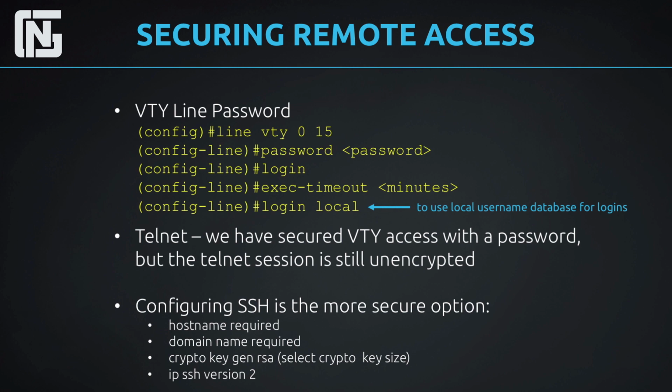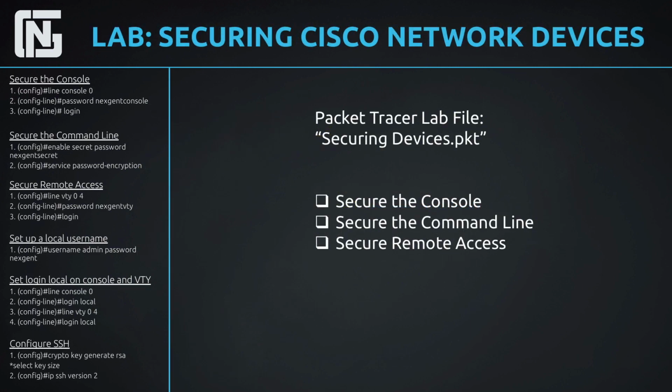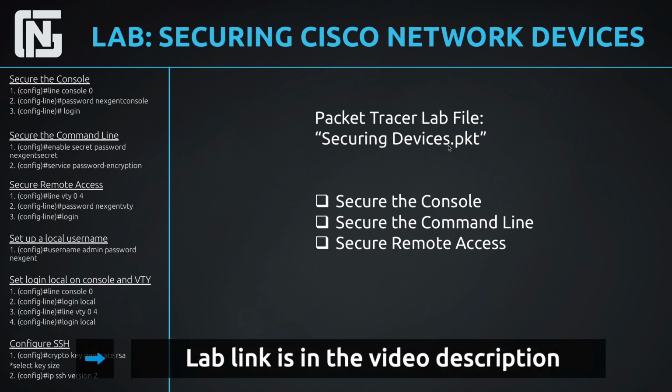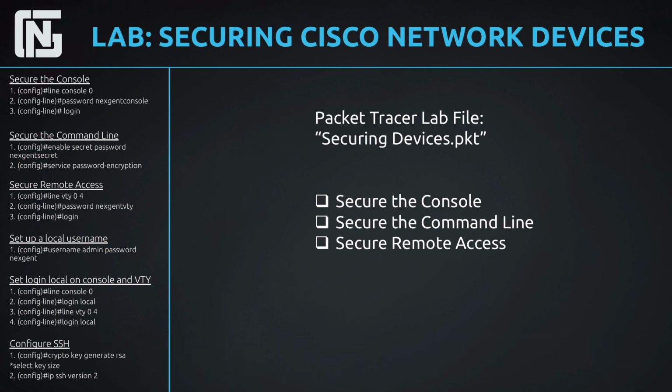Enabling SSH. So, ladies and gents, that wraps up all the information you needed to know. And now, we can dive into our lab. So you can open up the Packet Tracer file called securingdevices.pkt. And what we're going to do here is the following things. We're going to secure the console, secure the command line, and the remote access, all for our router. Remember that switch, it was already configured. So we're going to do all this for the router.